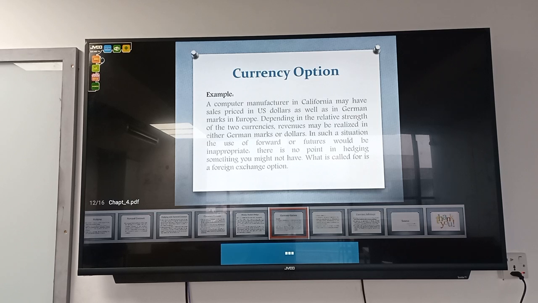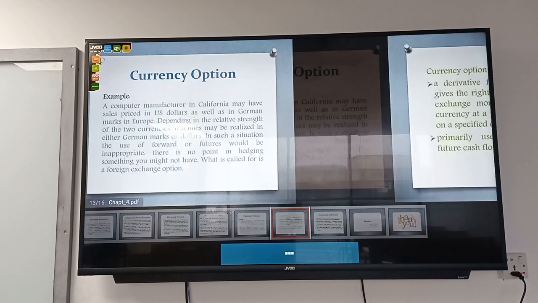A computer manufacturer in California may have sales priced in US dollars as well as in German marks in Europe. Depending on the relative strength of the two currencies, revenues may be realized in either German marks or dollars. In such a situation, the use of forward or futures would be inappropriate. There is no point in hedging something you might not have. This is what is called a foreign exchange option.